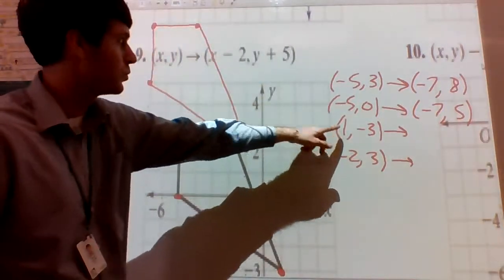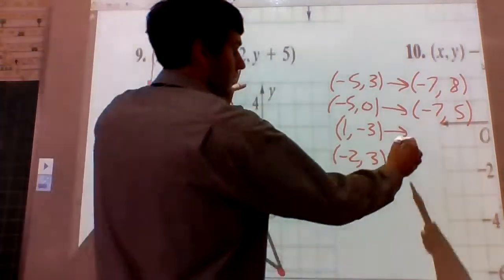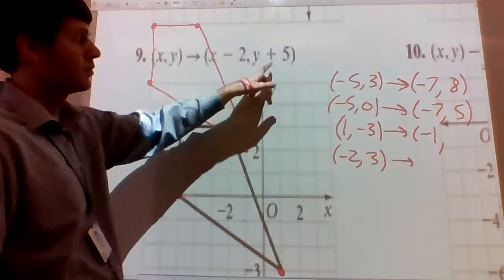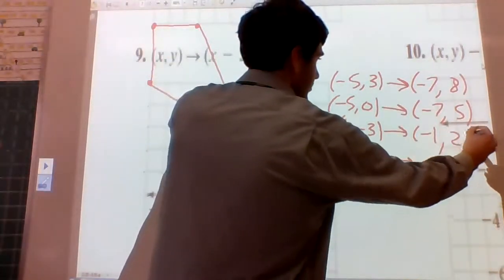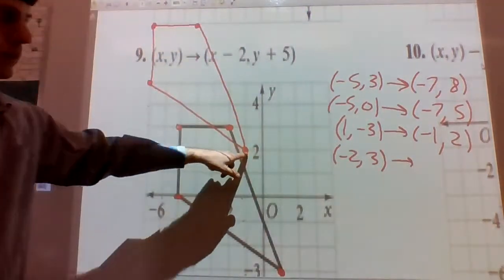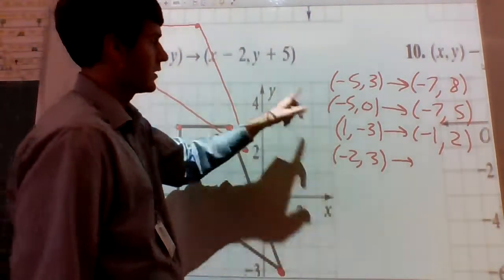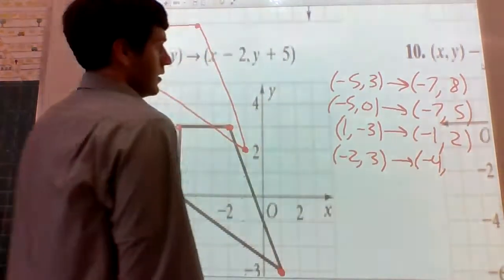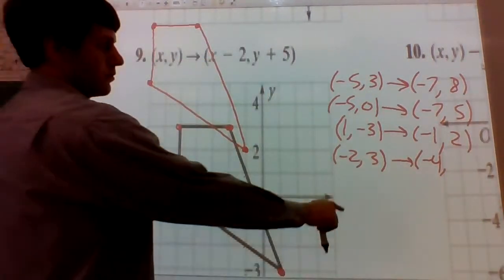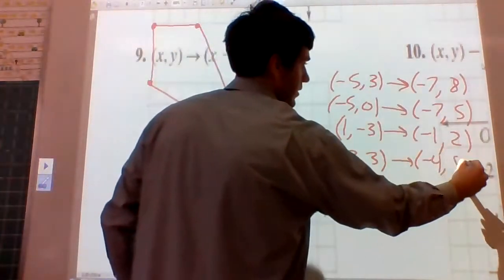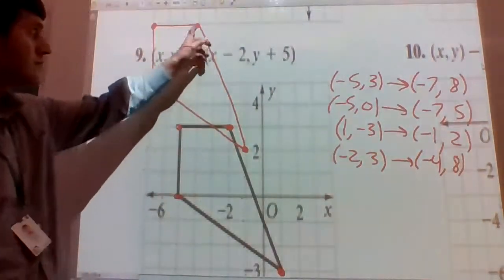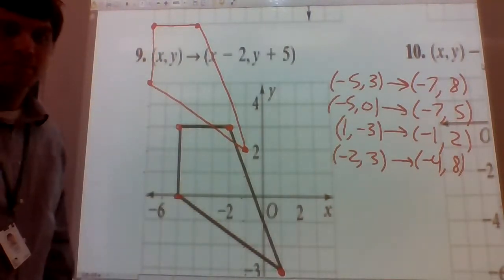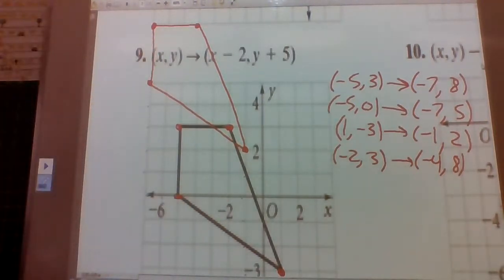Okay, x value is 1. 1 minus 2 is -1. Y value is -3. -3 plus 5 is 2. That's that point right there. Okay, and x is -2, so -2 minus 2 is -4. Y is 3. 3 plus 5 is 8. So we have all of our 4 points. Okay. Number 10.